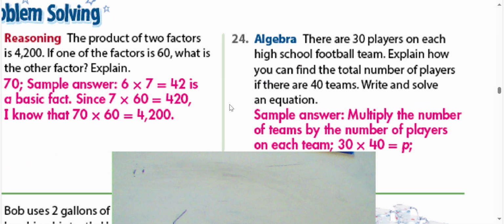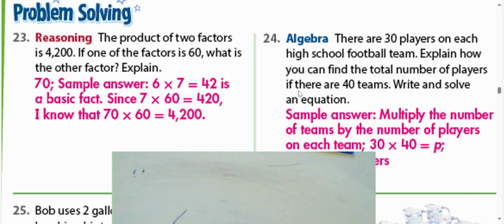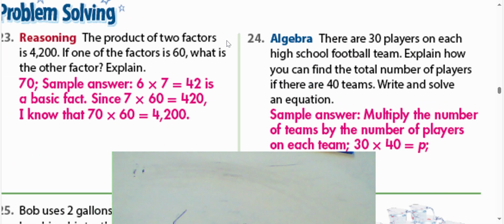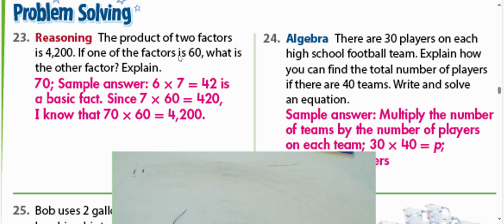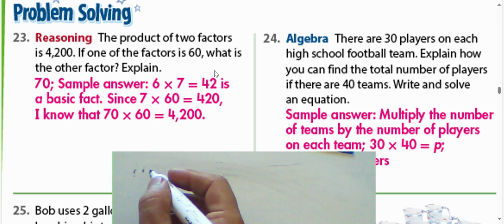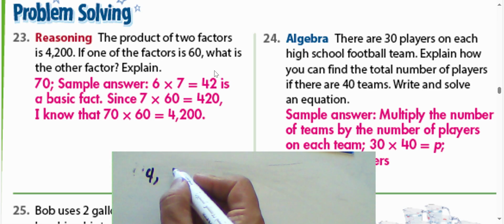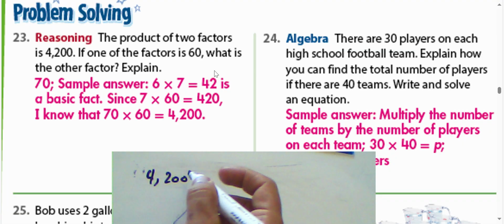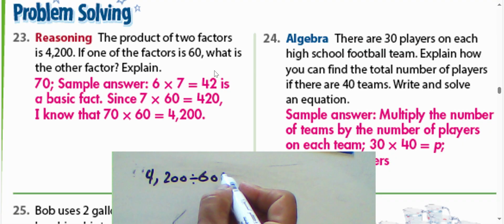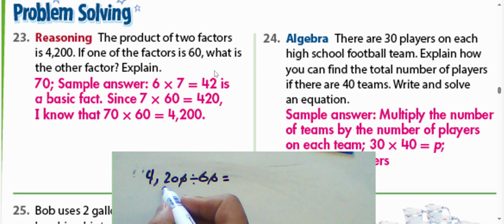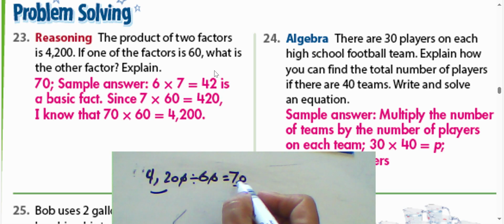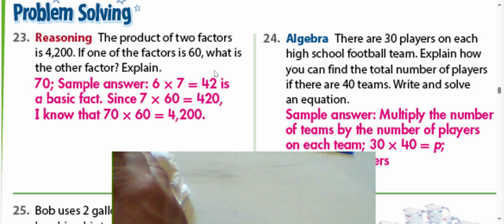Now we can solve this page. Number 23. The product of two factors is 4,200. If one of the factors is 60, what is the other factor, and explain? The other factor will be 70. We can divide 4,200 by 60. We can divide by cancelling 0 by 0. 42 divided by 6 equals 7, and write 0. The result will be 70.